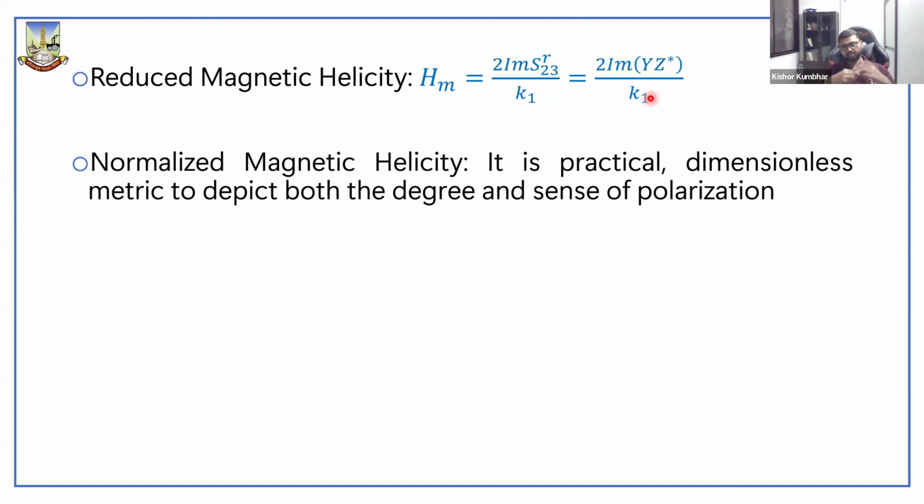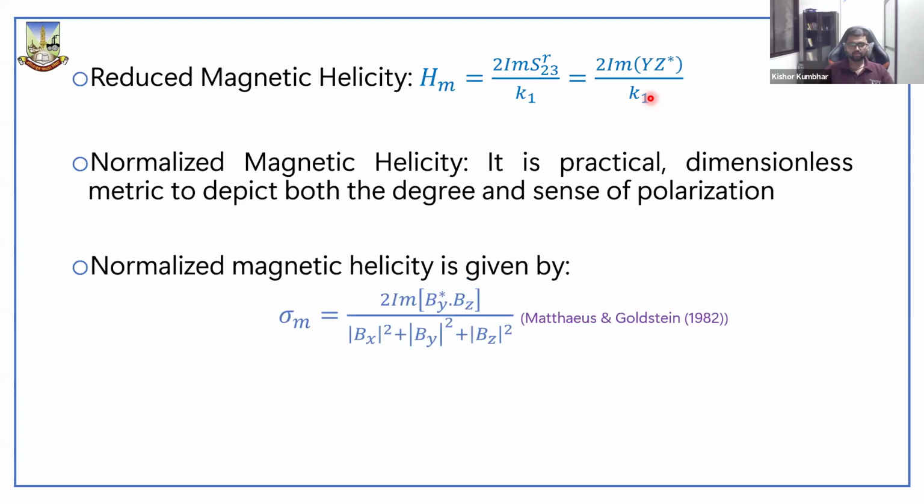However, recently another quantity called the normalized magnetic helicity has been used by the community to get a better sense of the polarization of the wave. This normalized magnetic helicity is represented by sigma m, where the numerator is the reduced magnetic helicity, divided by this expression, which is nothing but the total magnetic energy.